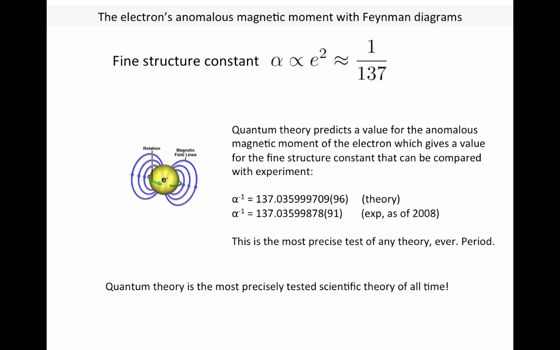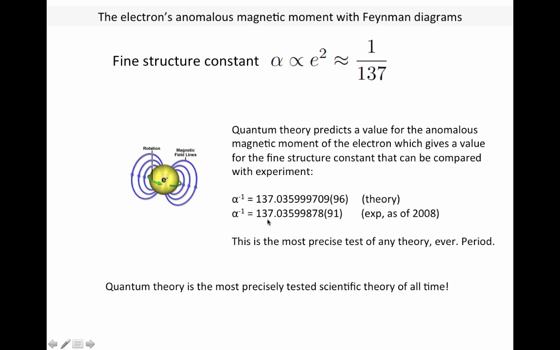And in particular, you can use the magnetic moment of the electron, which is simply how an electron interacts with a magnetic field. You can measure that, and that actually gives you a measurement of this fine structure constant. Now, you can calculate it from theory using quantum electrodynamics, and you get this number at the top here, 137.035999709, with an error of 96 on the last decimal place.